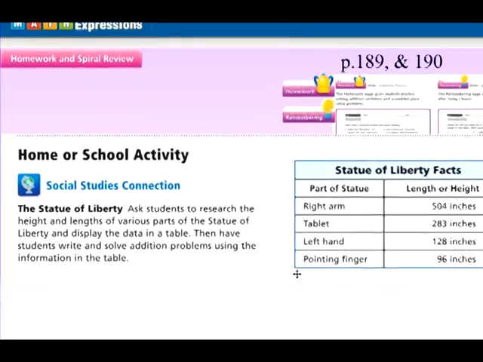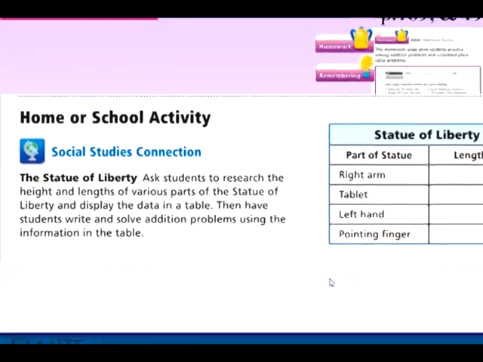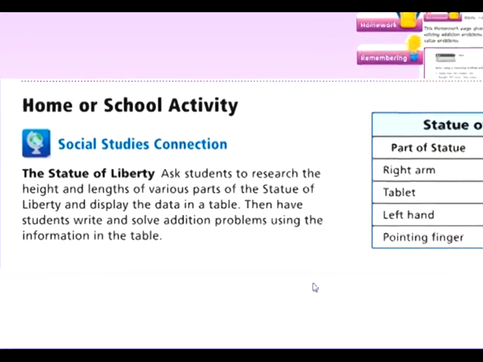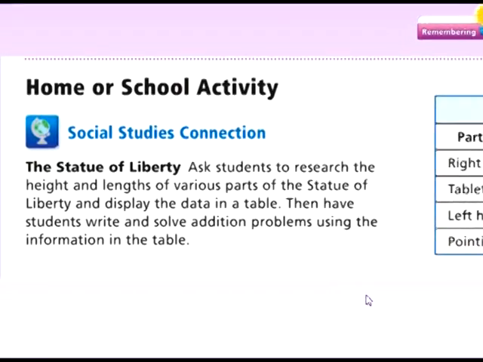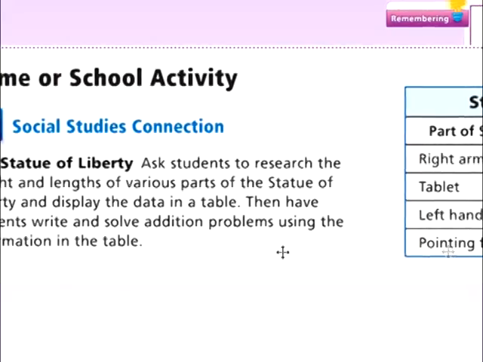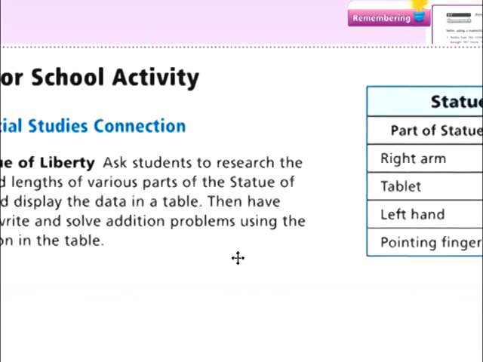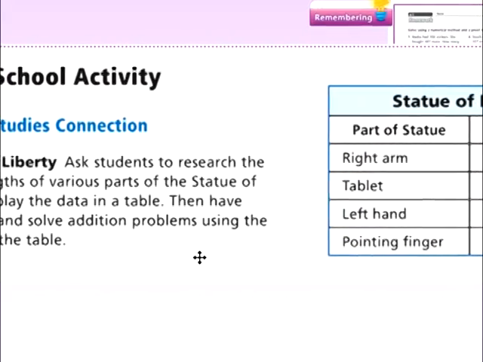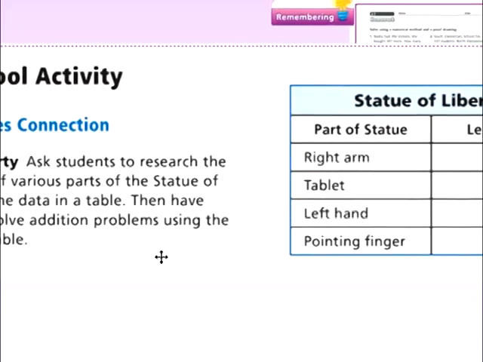Here is your challenge problem. For those who like a challenge problem, the Statue of Liberty has several different lengths and heights. Her right arm, her tablet, her left hand, and her pointing finger. One of the hardest problems I'm finding is for you as students to try and write a problem.